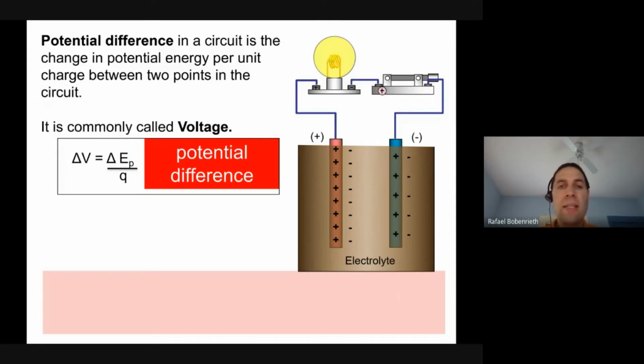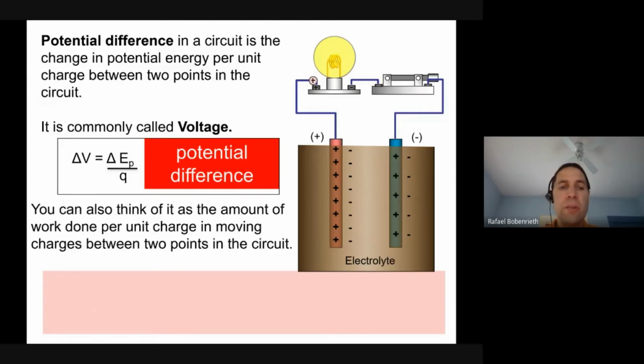So we can say the voltage near the positive terminal is higher than the voltage near the negative terminal. And we can not only say it's higher, but in most of these cases, we can quantify it. Before I talk about quantifying it, I just want you to also think about the fact that it's the amount of work done per unit charge in moving charges between two points in the circuit. So when that charge moves from the positive electrode to the negative electrode, the amount of work done per unit charge is equal to the voltage, or the potential difference.